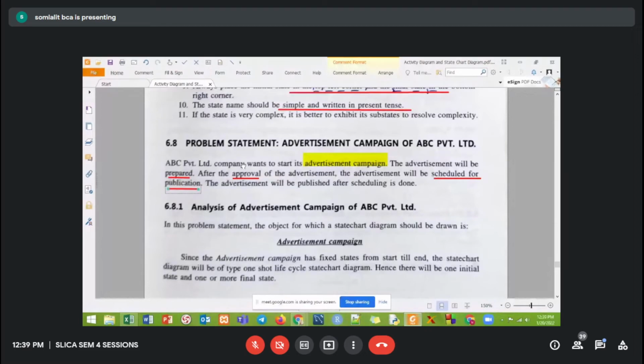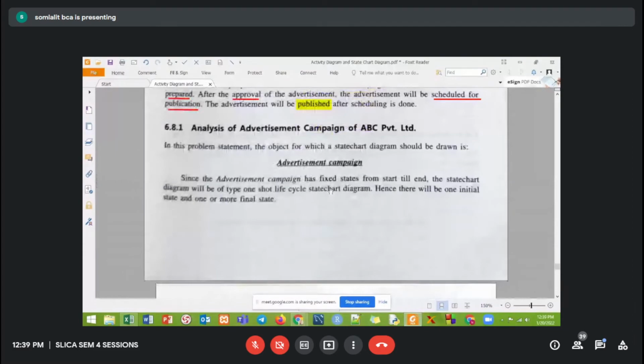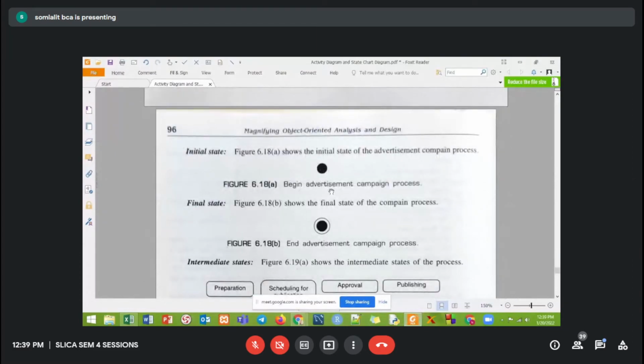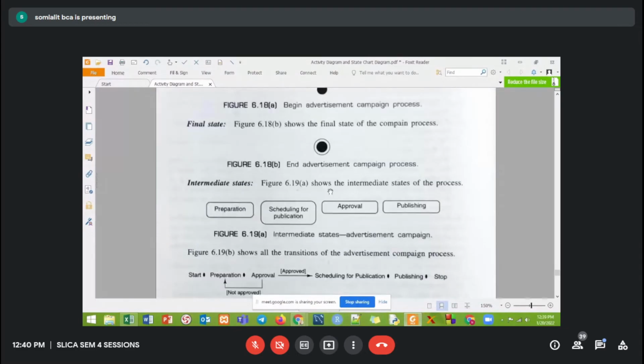Okay. So step by step इन्होंने किया, आपको step by step करने की जरूरत नहीं है. What is the initial process? We know advertisement campaign process is starting. Final is the end state. They are having certain intermediate step: preparation, scheduling, approval, and publishing. Okay, so ऐसा कुछ इन्होंने state का diagram बनाया है.